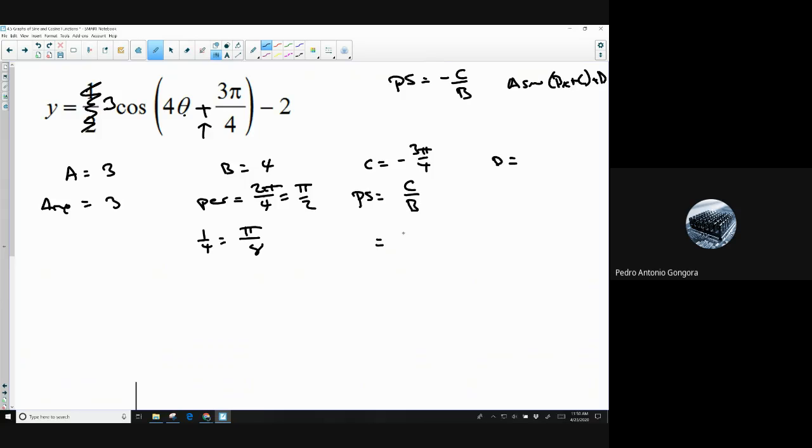So that gives me negative 3 pi over 4 divided by 4. So that's going to be negative 3 pi over 16. Not the nicest numbers in this particular problem, but whatever. We can do it. I got a calculator. So D is negative 2, which makes the vertical shift negative 2. They're always going to be the same. So now the middle is always the vertical shift. The maximum is the vertical shift plus the amplitude, which gives me negative 2 plus 3 is going to be 1. The minimum is negative 2 minus 3 to give me negative 5.